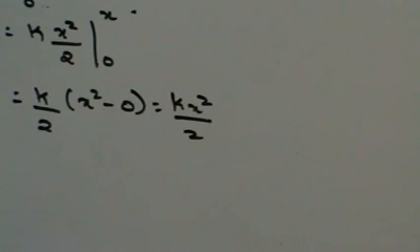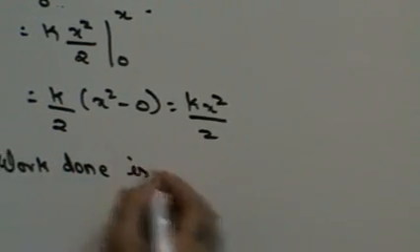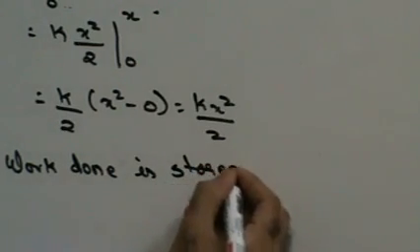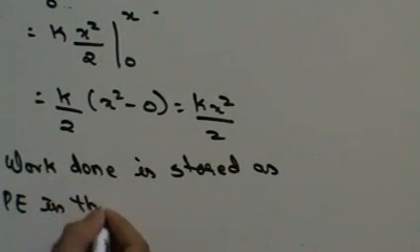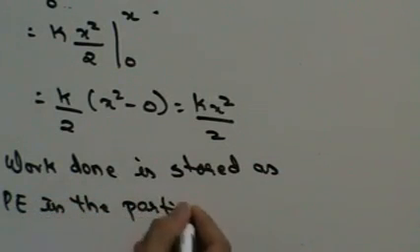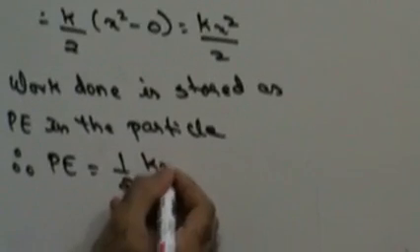Now this work done is stored as potential energy in the particle. Therefore, I can say that the potential energy of a particle in SHM is half kx square. Do we get this? So we now know the potential energy and kinetic energy.